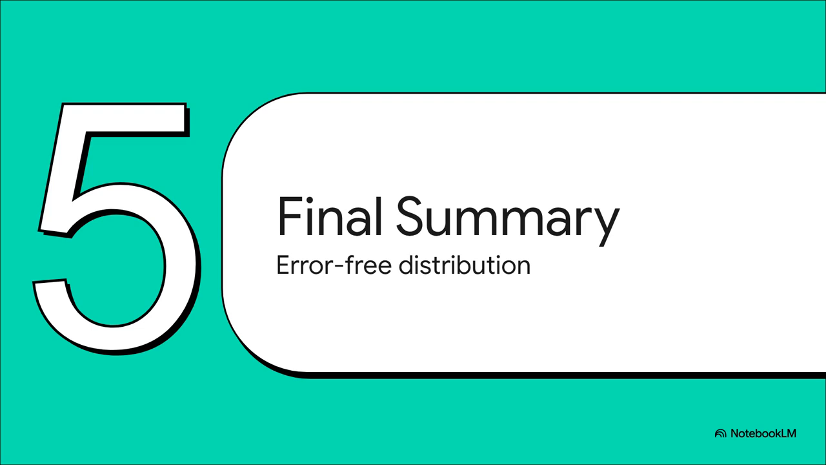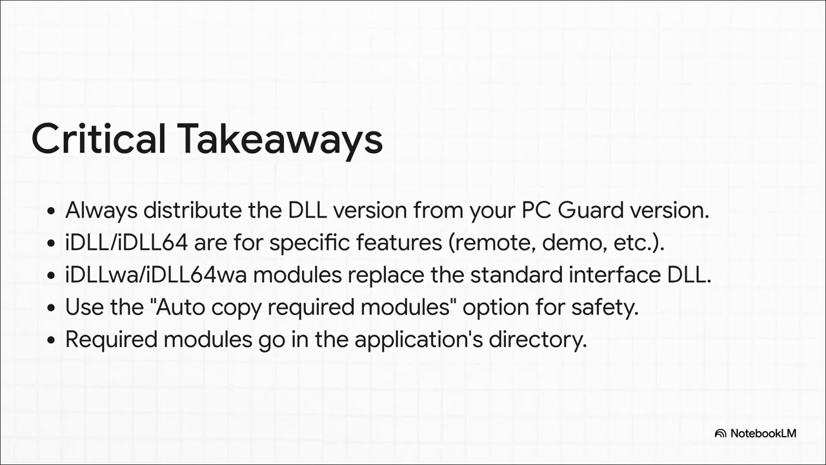All right, let's wrap this up with a quick summary. You can think of this as your final checklist to make sure every distribution is error-free. So here are the big things to remember. Number 1, versioning is everything. Always ship the DLL that came with the version of PC Guard you're using. Number 2, the standard iDLL or iDLL64 isn't always needed, only for certain features. Number 3, remember that the ACEN Web API modules, the WA ones, replace the standard DLL.